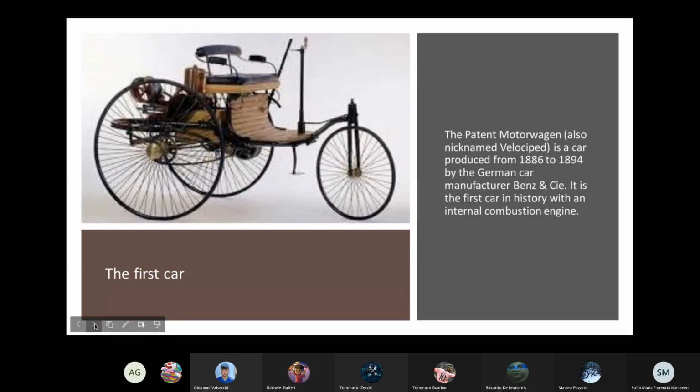Okay, now in this photo we can see the first car. It was invented by Benz. The Patent Motor Wagon, also nicknamed Velocipede, is a car produced from 1886 to 1894 by the German car manufacturer Benz. It is the first car in history with an internal combustion engine.